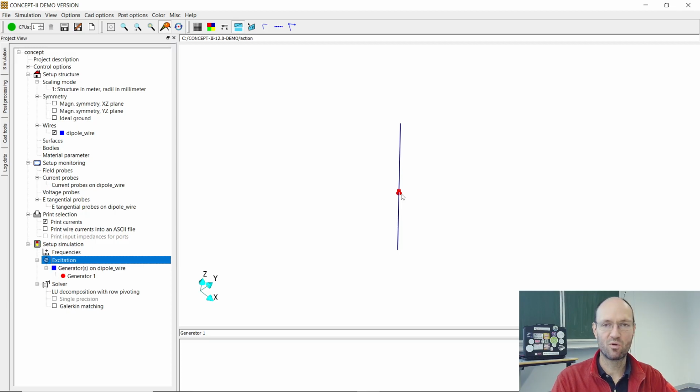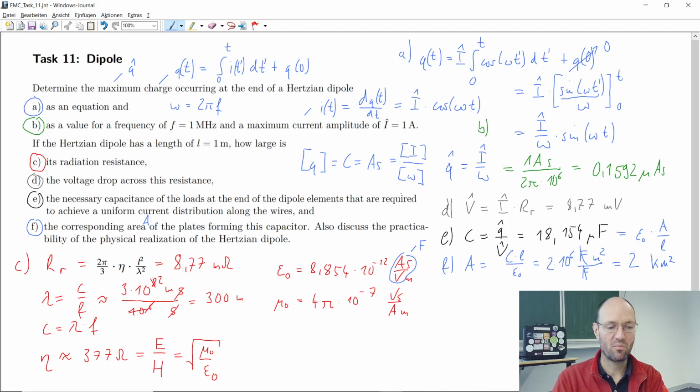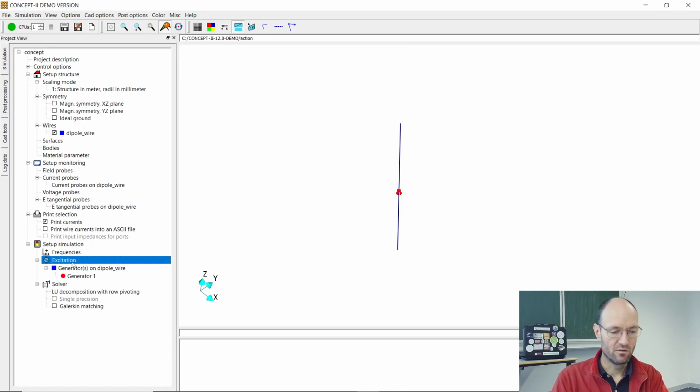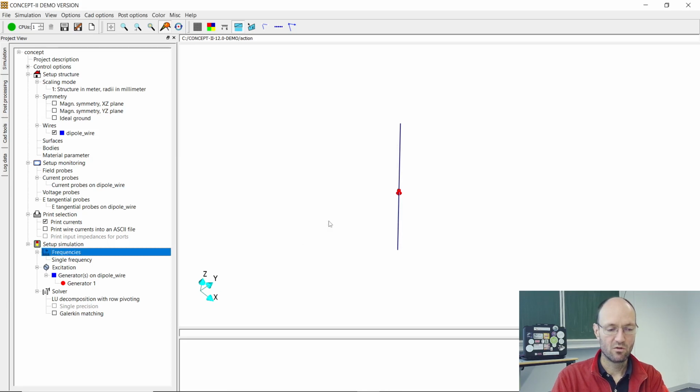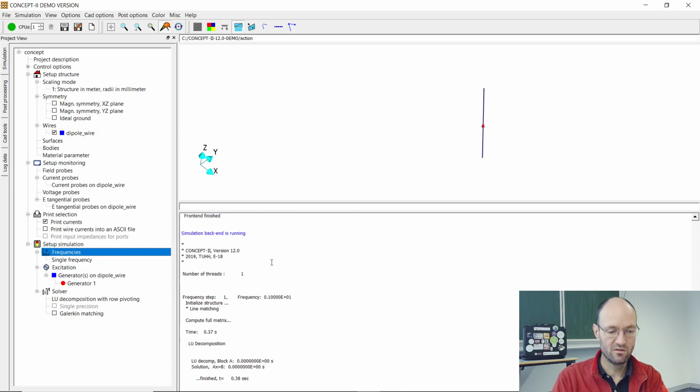What else do we probably need to set to have more or less the same thing as in our exercise task here? We need to set frequency, exactly. So in frequency, we can set here at frequencies, and then we can say we want to have a single frequency, for example, and go to 1 megahertz. Okay, and then I think we have set everything we can run. So we run this simulation, and then you can see it does something here.